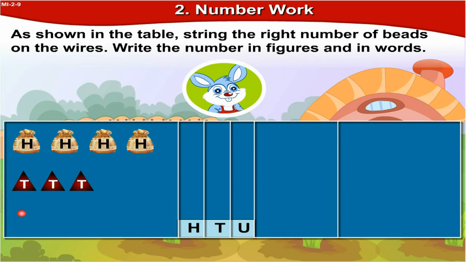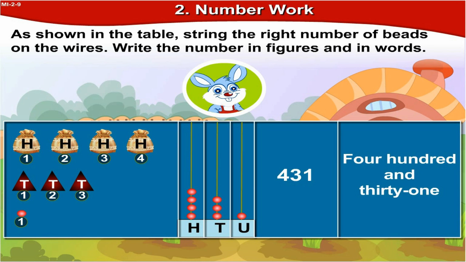We'll begin with counting of hundreds. 1, 2, 3, 4. Now, 4 hundreds. How many tens? 1, 2, 3. 3 tens and 1 extra bead. Which means at the wire of hundreds there are 4 beads. At the wire of tens, 3 beads. And at the wire of units, 1 bead. So, it is 400, 3 tens and 1 unit, which means in figure it is 431 and in words it is four hundred thirty-one.